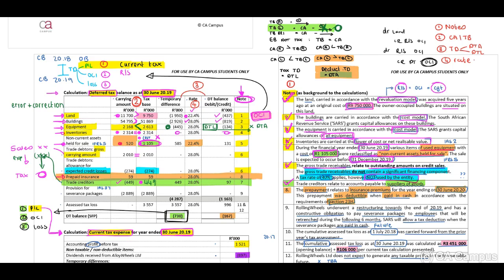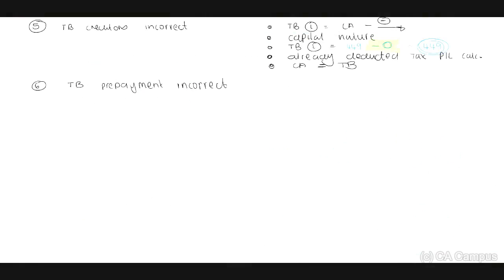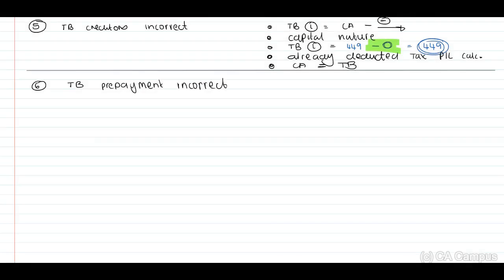We now need to look at our carrying amount and our tax base. If you look at the tax base, the 59, but this is an asset. Therefore, the tax base of your asset is the amount deductible in future. But they indicate to us that this was already deductible. Therefore, you agree with me that our tax base should be 0. Therefore, the error here, and this is number 6, the tax base of the prepayment is incorrect.